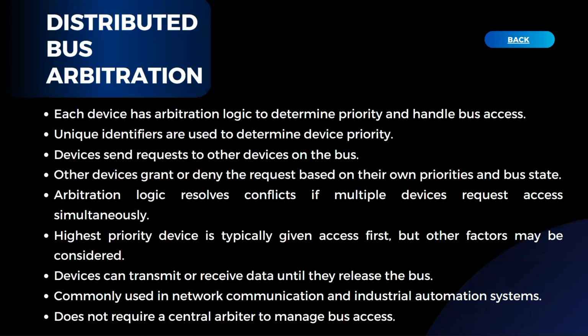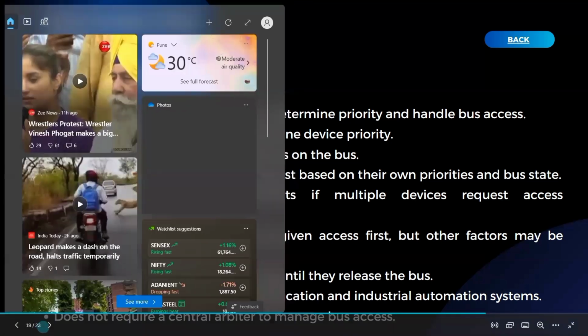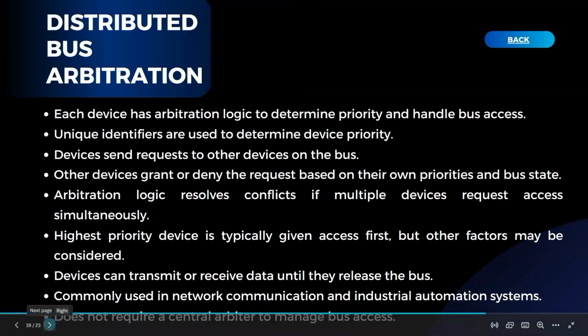The device with the highest priority is typically given access to the bus first, but the arbitration logic may also take into account other factors. Overall, the distributed bus arbitration allows multiple devices to access a shared bus fairly and efficiently without requiring a central arbiter to manage access.